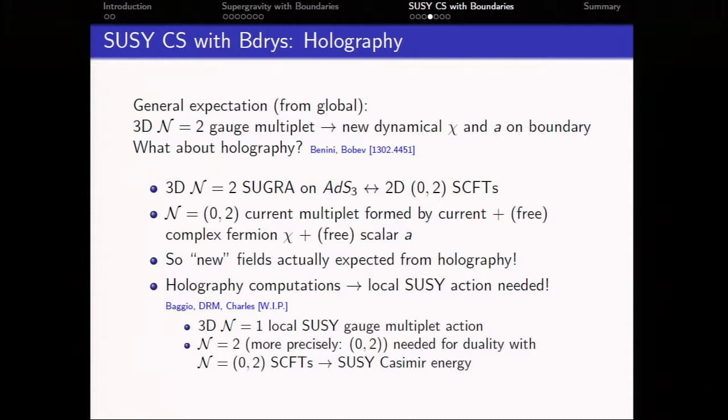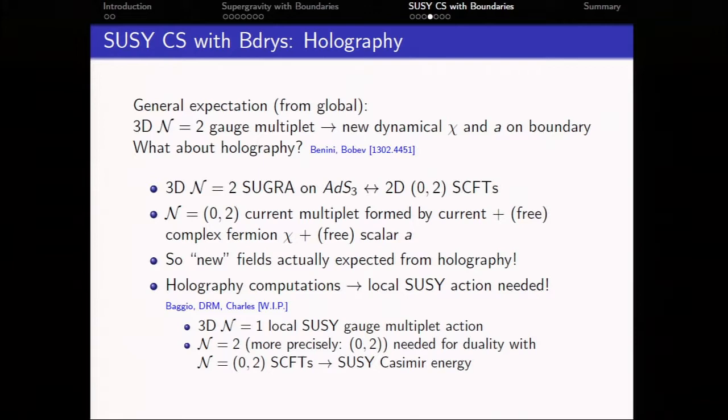But we can still say something general about general expectations that we can learn from the 3D N=2 gauge multiplet. So as I said, there's a new dynamical fermion, a complex fermion, and a new dynamical scalar A on the boundary. This was discussed briefly in a paper by Benigni and Bobev a few years ago.